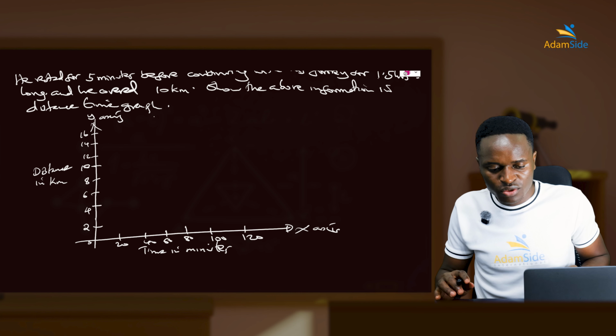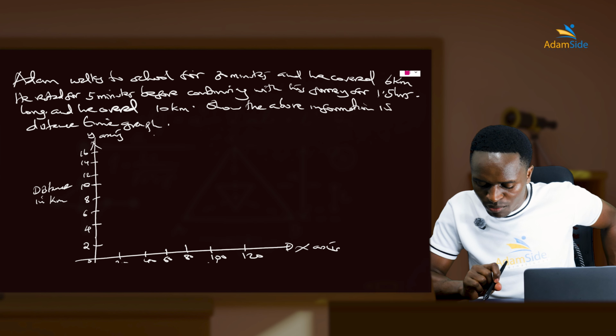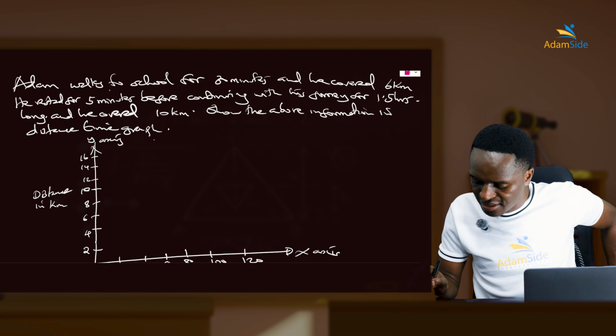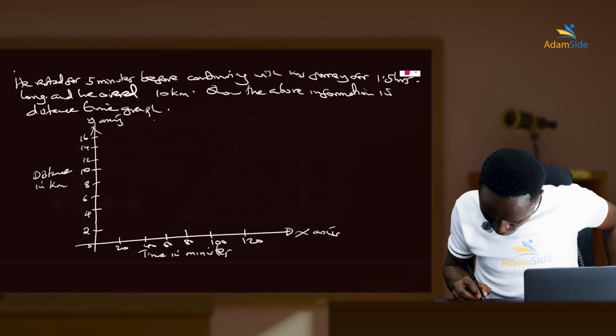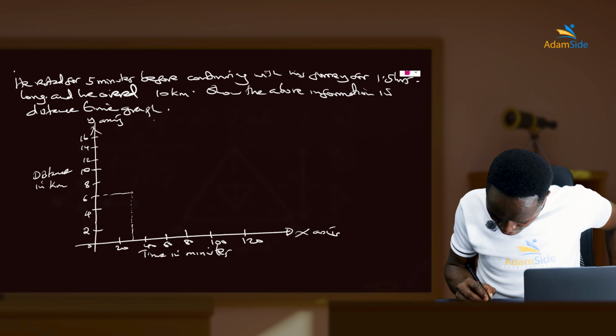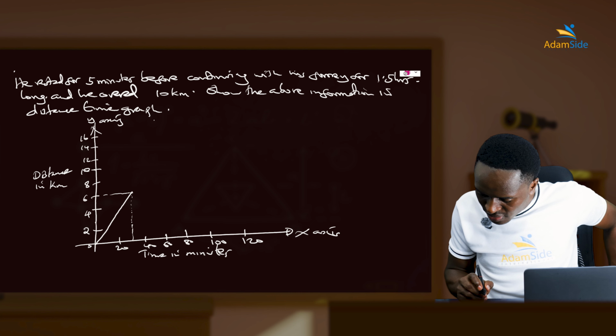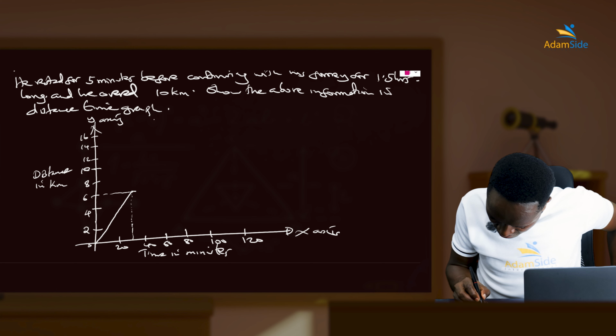If you go back to the question, what does it say? It says Adam walks to school for 30 minutes and he covered 6 kilometers. So he walks for 30 minutes and covers 6 kilometers, from there, Adam to that point. Then he rested for how long? He rested for 5 minutes. Let's say that's 5. That's fine.